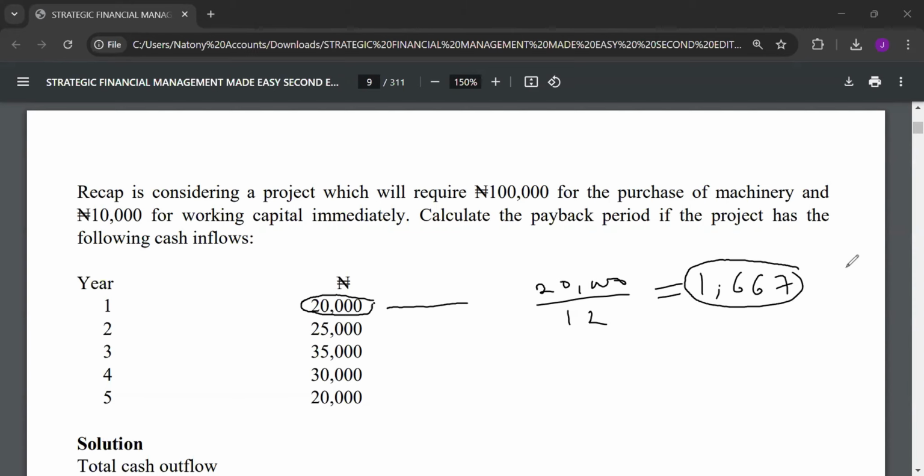Whatever you do in SFM or in your strategic financial management exam, always state your assumption. If I've solved it this way, at the end of the day, I'm going to state my assumption that I'm assuming that the cash flow accrues evenly throughout the year. The second assumption is that the cash flow occurs at the end of each year. But let me just look at this solution before I explain further.